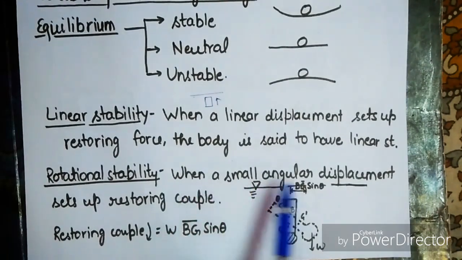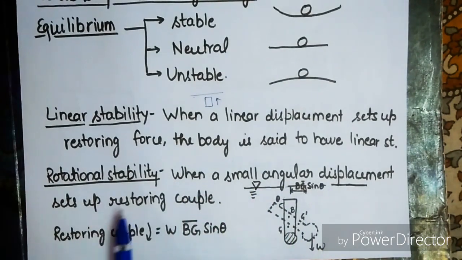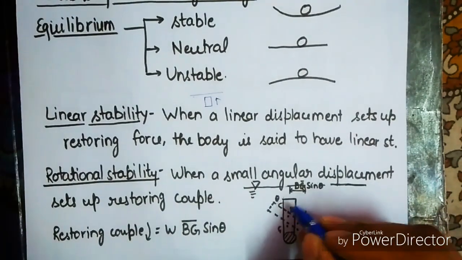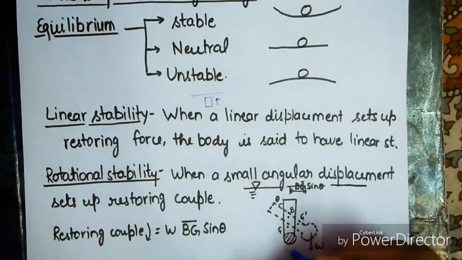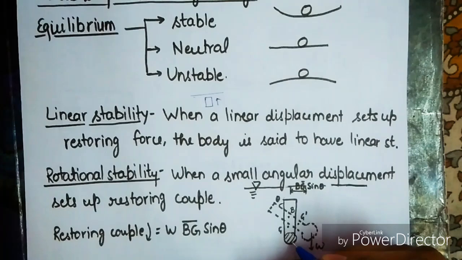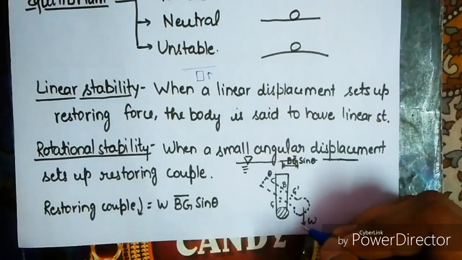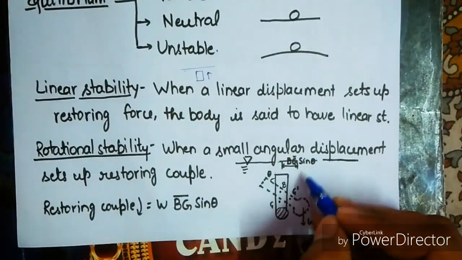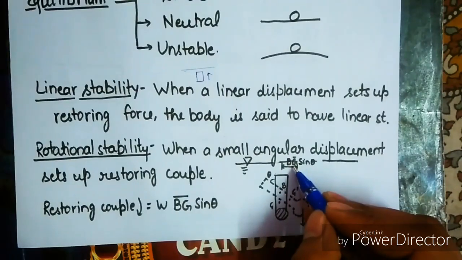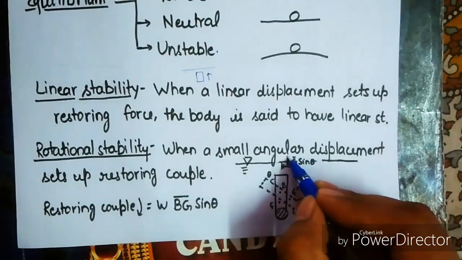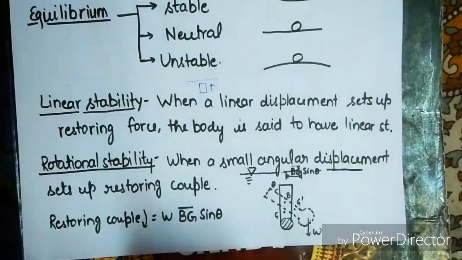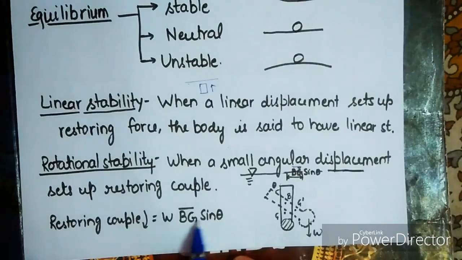The rotational stability: when a small angular displacement sets up a restoring couple like this. Restoring couple, in this case, if we have a body like this, the more of the weight is in the downward direction here at this lower place. G is here. Now when it is rotated like this, we have G dash here and W here, and this distance is B G bar sin theta. Okay, so the restoring couple will be W times B G bar sin theta.